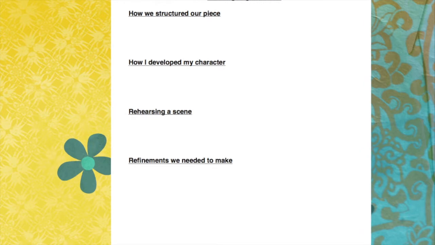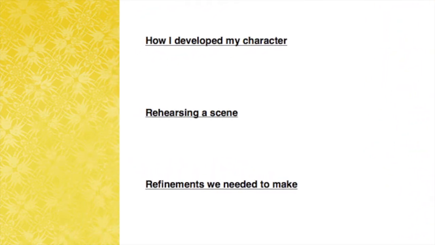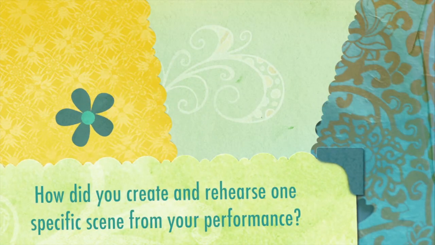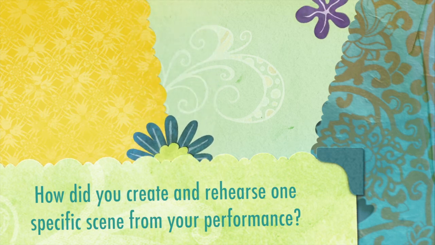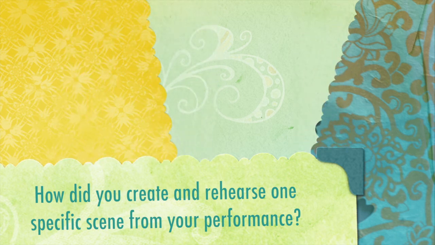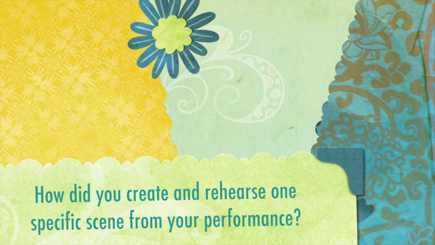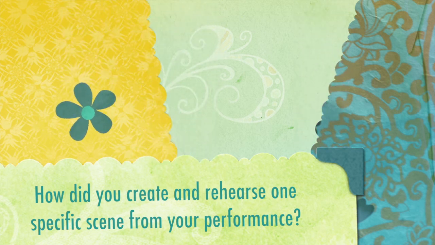Okay, so if we now go back to our essay plan, we can give ourselves a tick for that second chunk and move on to Rehearsing Ac. For this section, you're going to want to choose one specific scene from your performance that you feel you personally contributed a lot to. And you're going to talk the examiner through the process of how you created, developed, and rehearsed that scene.